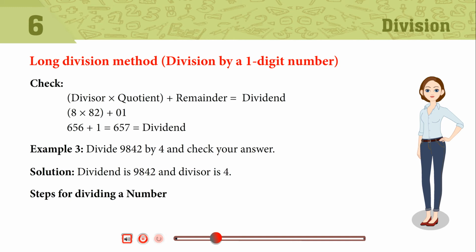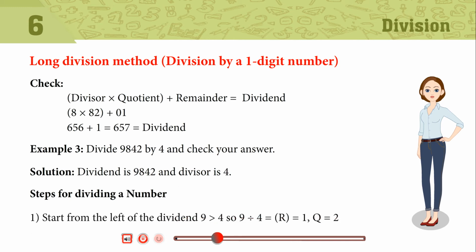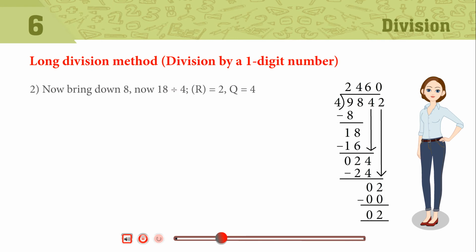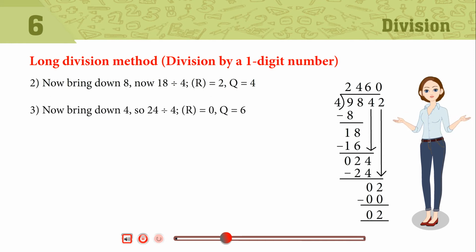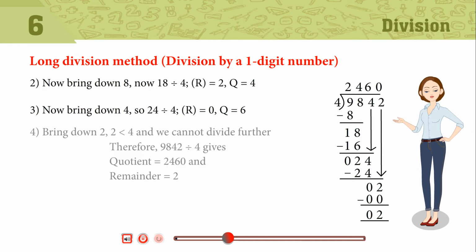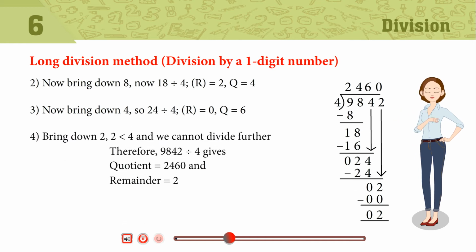Steps for dividing a number. Start from the left of the dividend. 9 is greater than 4. So 9 divided by 4, remainder is equal to 1, quotient is equal to 2. Now bring down 8. Now 18 divided by 4, remainder is equal to 2, quotient is equal to 4. Now bring down 4, so 24 divided by 4, remainder is equal to 0, quotient is equal to 6. Bring down 2. 2 is smaller than 4 and we cannot divide further.